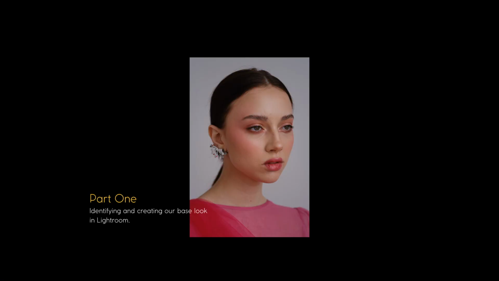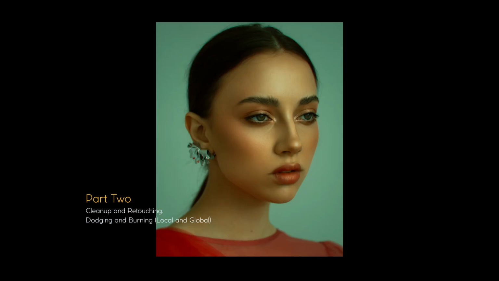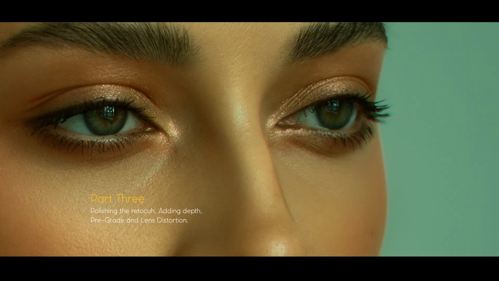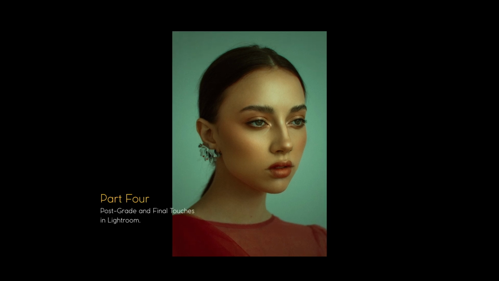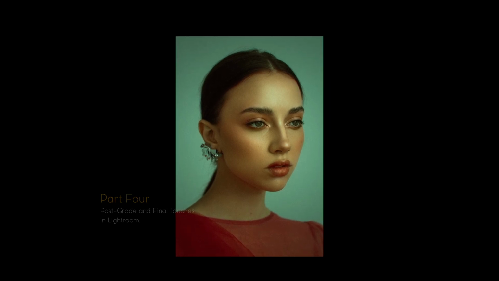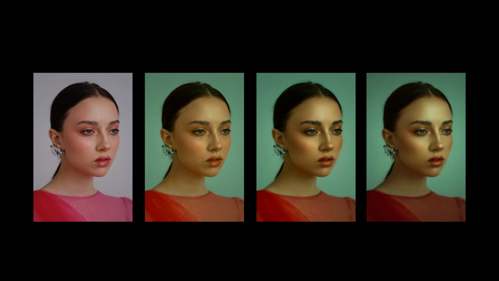In the first video, we started off by looking at color correction and creating a base look in Lightroom. In the second video, we looked at cleaning up our photo, dodging and burning to naturally retouch our photo in Photoshop. In the third video, we moved on to adding depth, polishing our image, and pre-grading our photo. And finally, we came back into Lightroom to adjust our grades and add finishing touches. Remember, practice makes perfect. Apply these techniques to your own photos and don't be afraid to experiment. It's all in the experimentation.